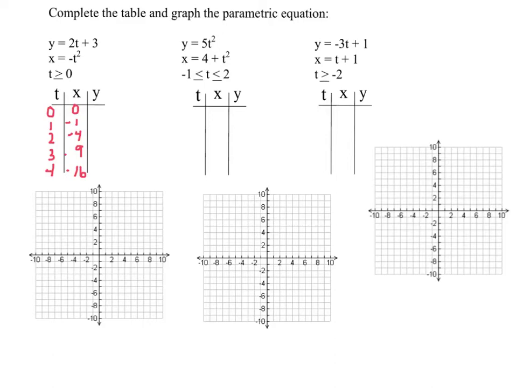Now let's go to our y components. 2t plus 3. Well, 2 times 0 plus 3 is 3. 2 times 1 plus 3 is 5. 2 times 2 plus 3 is 7. 2 times 3 plus 3 is 9. And 2 times 4 plus 3 is 11.